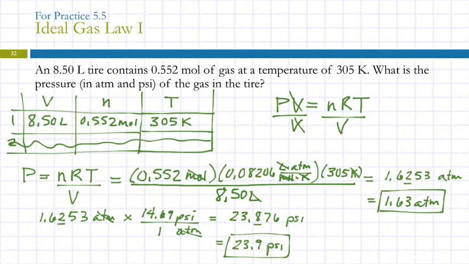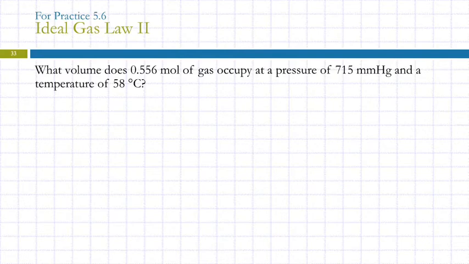This is a very straightforward ideal gas law problem. The quantities that we're given here all have the correct unit. We don't have to convert units beforehand. The only little twist is it asks you to also give the pressure in PSI. Let's do another one. What volume does 0.556 moles of gas occupy at a pressure of 715 millimeters of mercury and a temperature of 58 degrees Celsius?